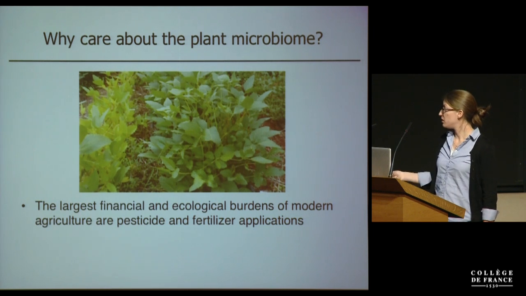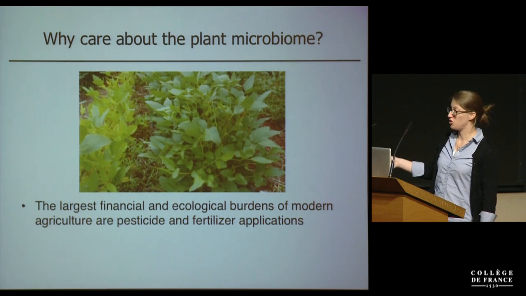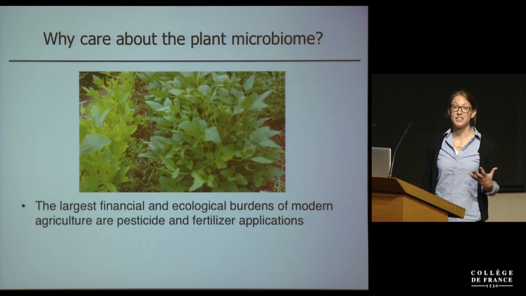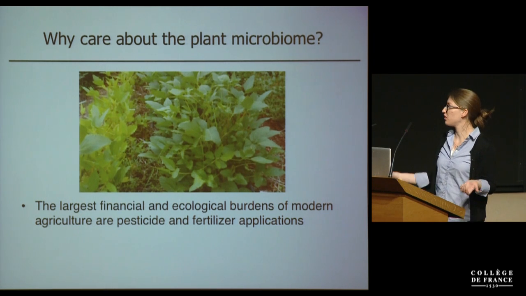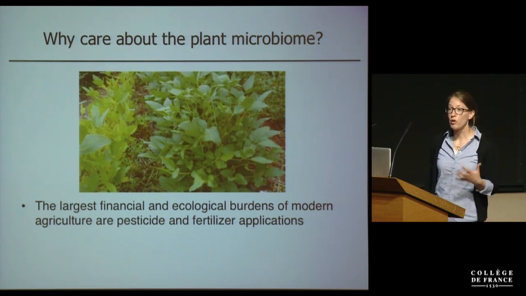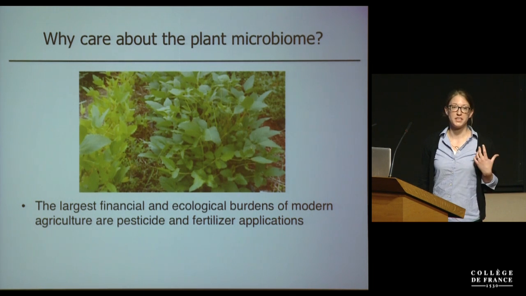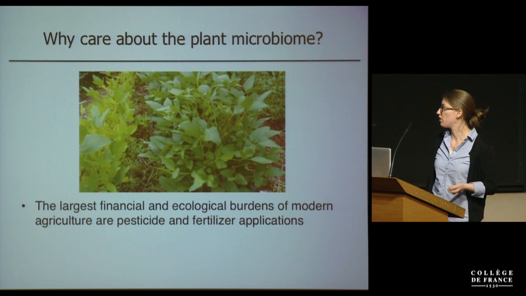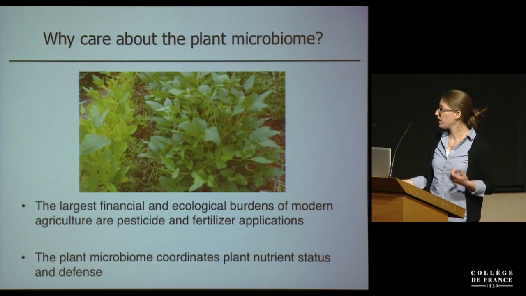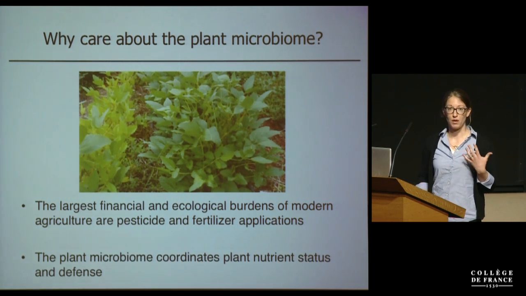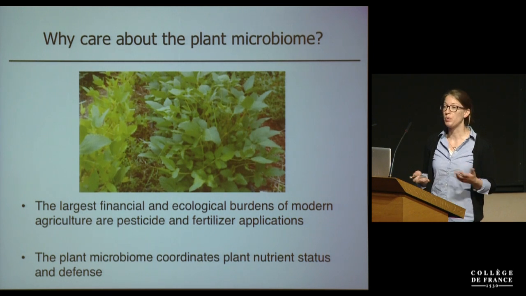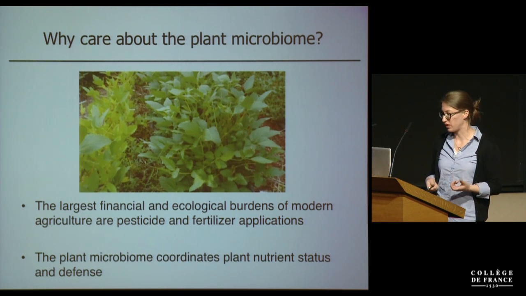In the developed world, we can actually overcome genetic deficiencies like this with fertilizer. So we can just add nitrogen fertilizer and eliminate the need for this. However, fertilizer is really the largest ecological and economical burden of modern agriculture. And plant-associated microbes can at least help, even if they can't eliminate the need for these chemicals.